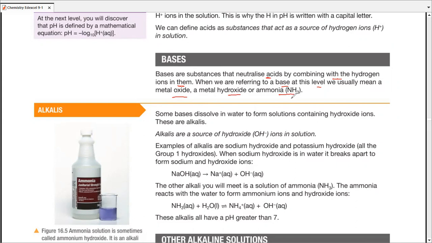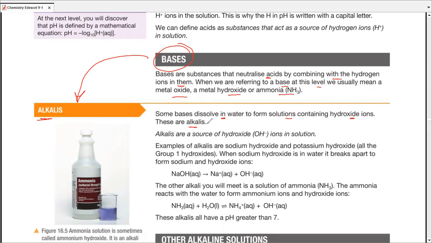Now that we have talked about bases, when we jump to alkalis, let me tell you, alkalis are a subcategory of bases. How? Let's define them. Some bases dissolve in water. They form solutions that contain hydroxide ions. We call them alkalis. So if any base is soluble in water and its solution gives you hydroxide ions, we're going to call it an alkali.